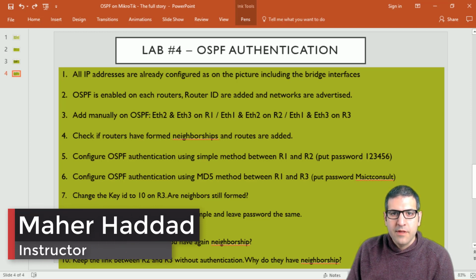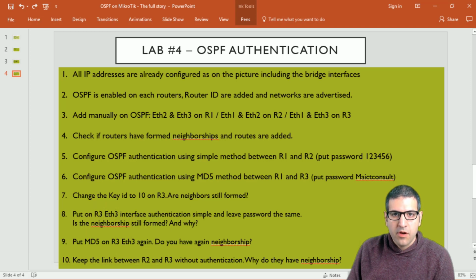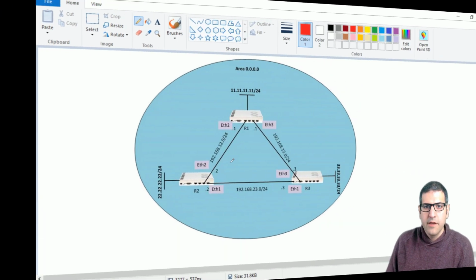We are now doing lab number 4 in this course, and it's about the authentication on OSPF. Before we start going through all those points of the lab, let's first see what our lab scenario is. Here is the lab scenario.